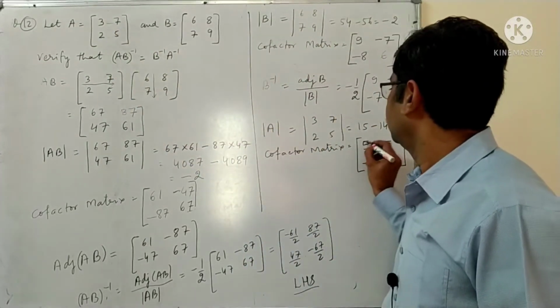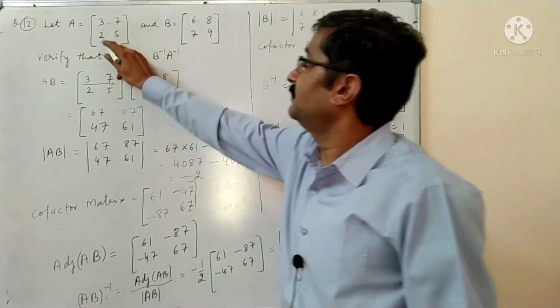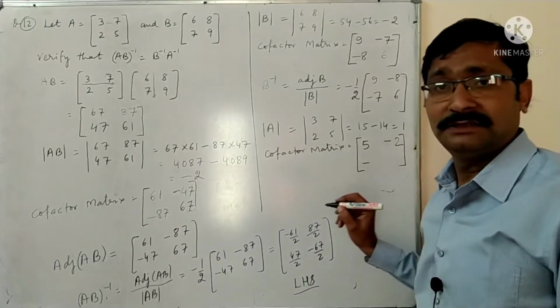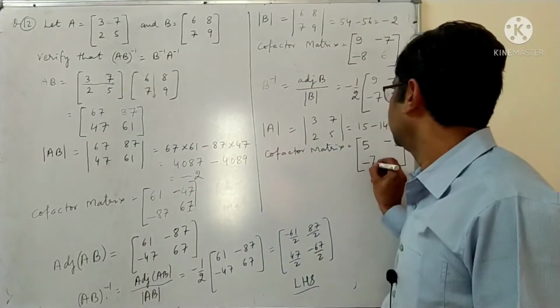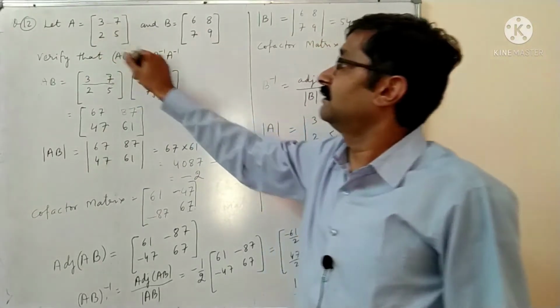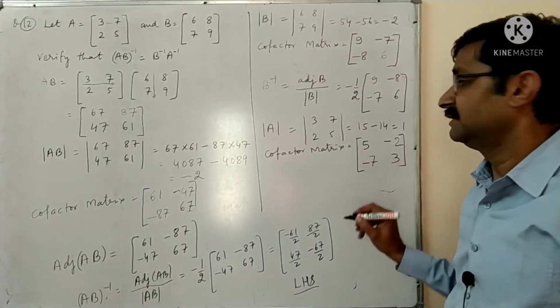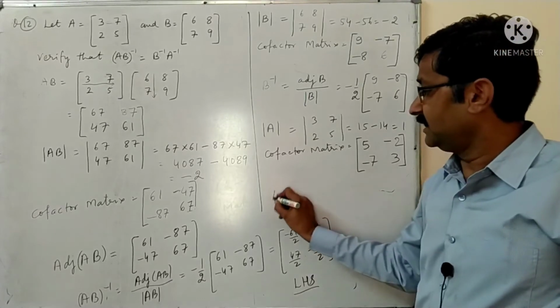And first row and second column, you do not take, you write here 2. Okay, then second row you start: second row and first column, you do not take, 7. Then second row and second column element, you do not take, 3. This is the cofactor matrix.